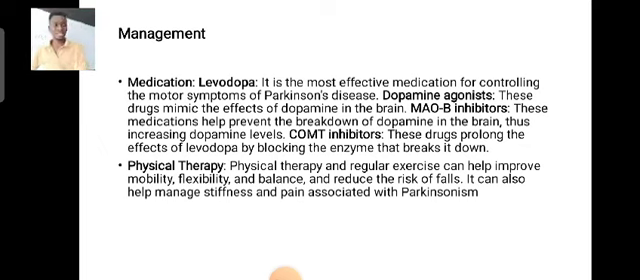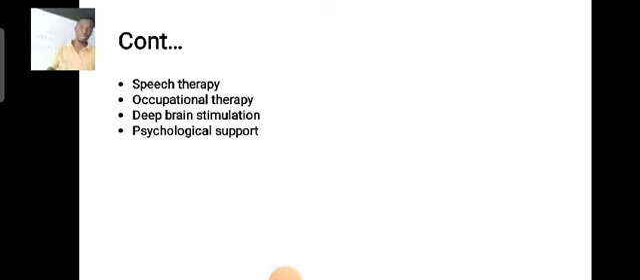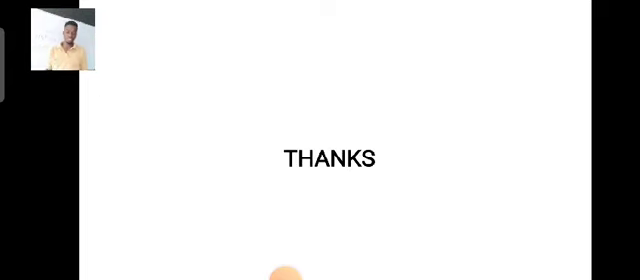As we know, regular exercise training, postural training, and balance training, like vestibular balls, are examples of the management of Parkinson's, but we are not dealing with management; we are mainly dealing with those four cardinal features. To sum up, there is also speech therapy, occupational therapy, deep brain stimulation, and psychological support. As I said before, in this slide we only deal with the four cardinal features of Parkinsonism.